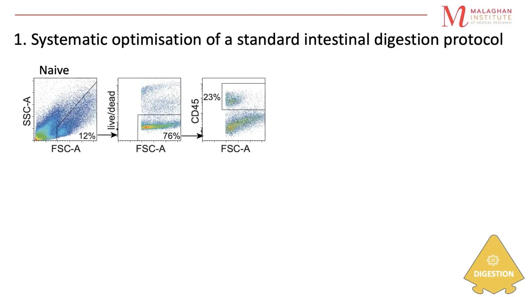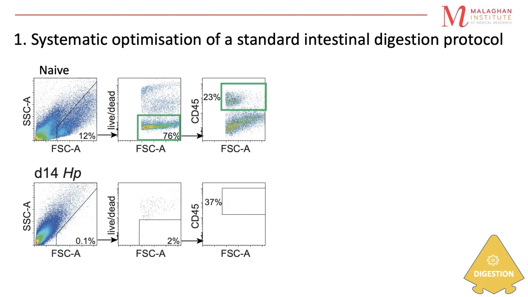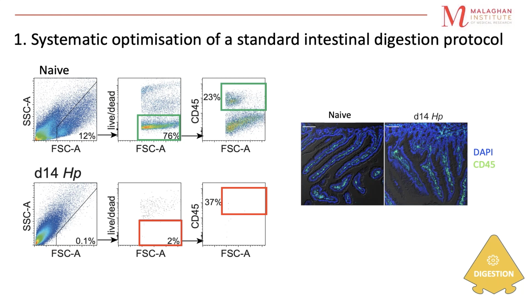Intestines are very tricky tissue to work with, as there is lots of debris and dead cells. While a standard protocol works well with naive guts, giving live cells and CD45 positive cells, when using the same protocol for day 14 infected mice, no live or CD45 positive cells can be obtained. These impossible digest conditions have been linked to increased mucus production, immune cell infiltration, and tissue remodeling at day 14 after infection. So, given this condition, there's a need for optimizing a protocol to be able to get single cells out of day 14 infected guts.